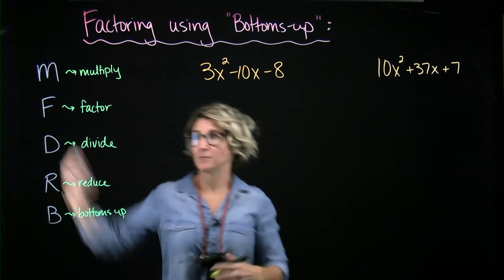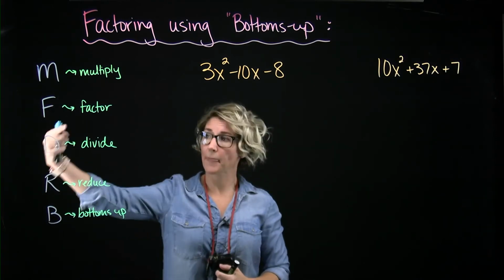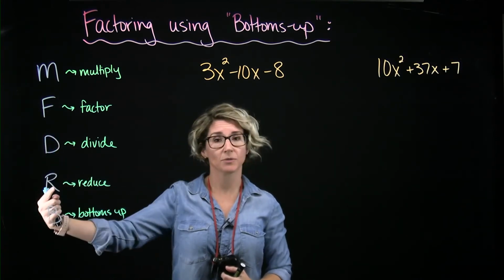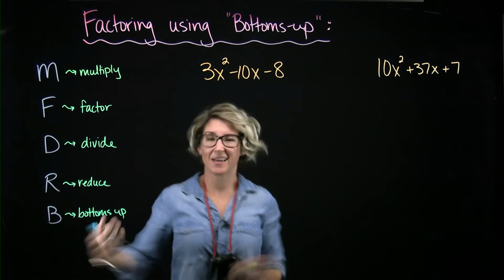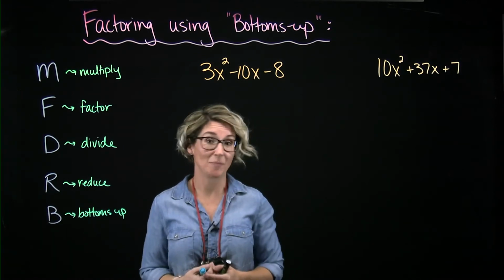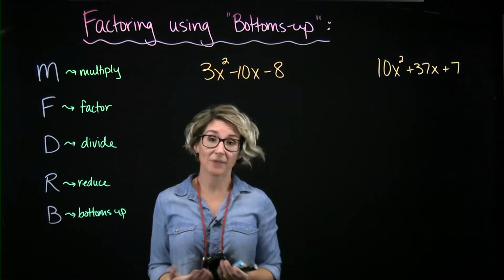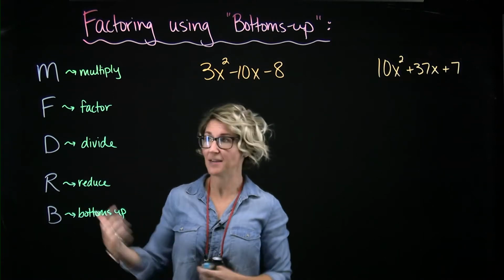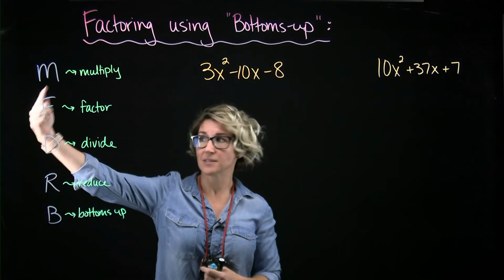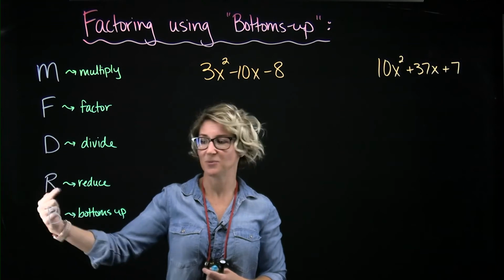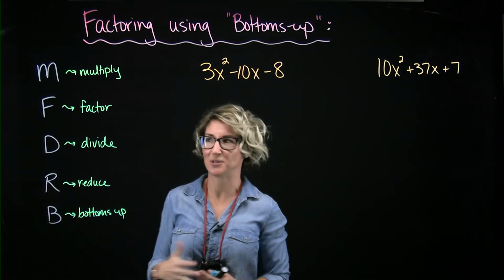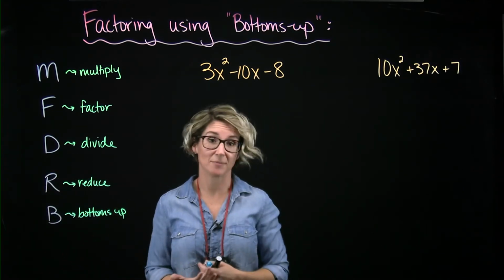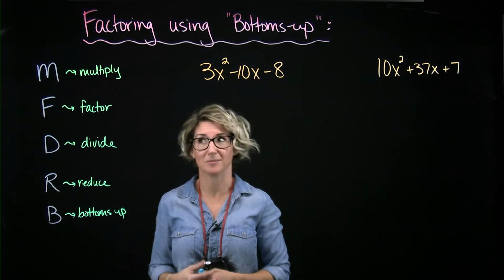The steps for bottoms up are multiply, factor, divide, reduce, and bottoms up. And I always try to find little tricks to help me remember all of these different steps. So I've come up with this saying that you can use if you'd like, or you can make up your own. This one is, my friend doesn't read books. Don't tell your English teacher. But it helps me remember the different steps to follow when I'm factoring using bottoms up.